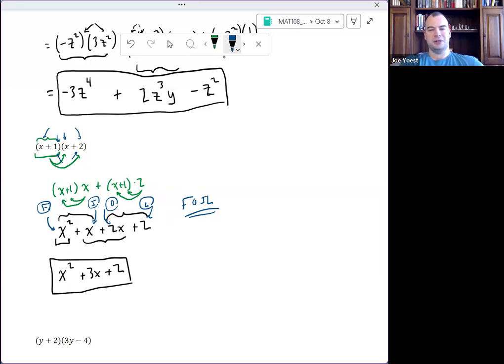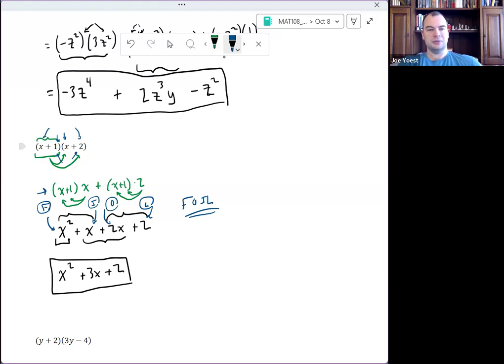Some people really don't like the FOIL method. The downside of the FOIL method is it doesn't generalize super nicely to harder problems or to bigger problems. But we deal with problems like this enough that I think it's a good trick to have in your back pocket. It's a little bit of a special case. It's a little bit less general than applying the distributive property, but it can save a decent bit of time if the problem you're working on falls into that category.